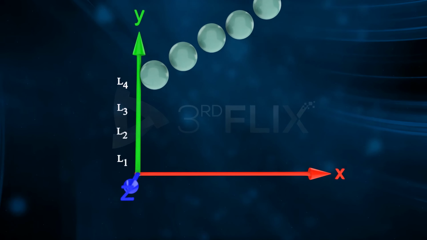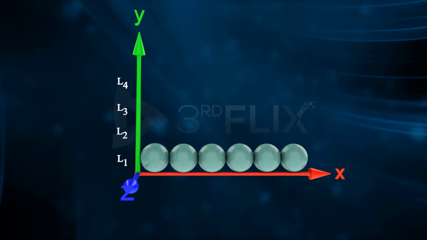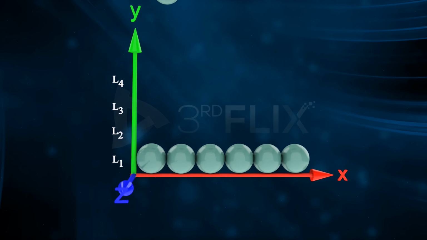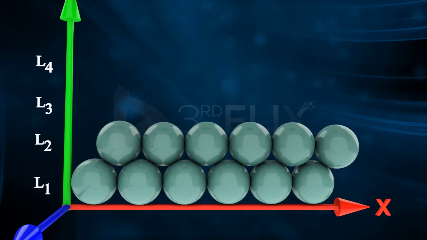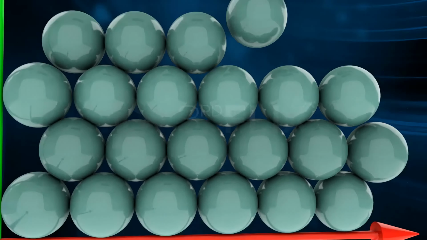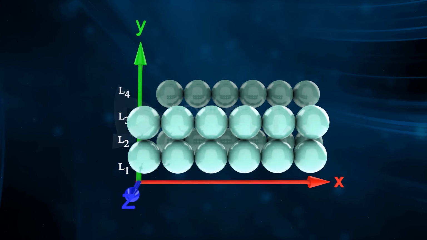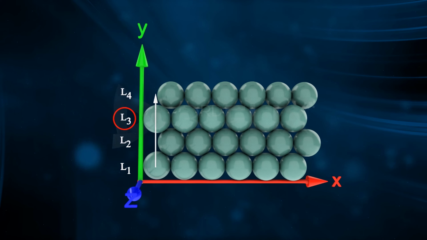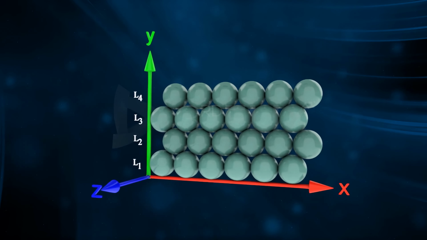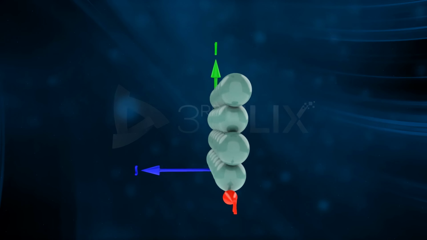The alternate way of stacking the spheres in 2-dimensional packing is where spheres in every second row are seated in the depressions between the spheres of the first row, and the spheres of the third row are placed in the depressions of the second row, and so on. Observe that the spheres in the third row are vertically aligned with the spheres in the first row. A similar pattern is noticed throughout the crystal structure.